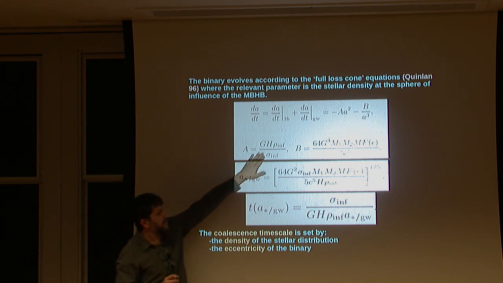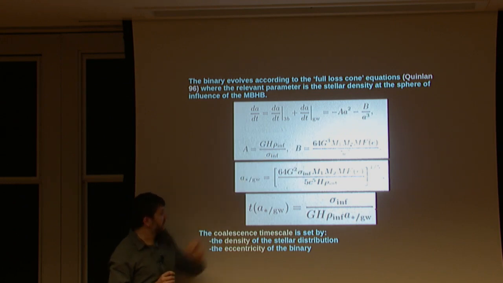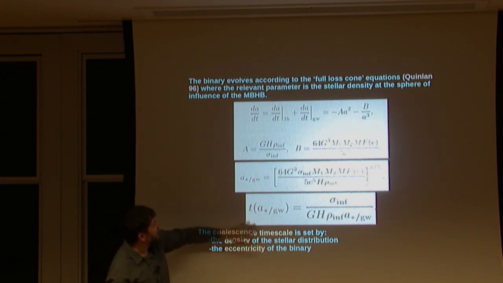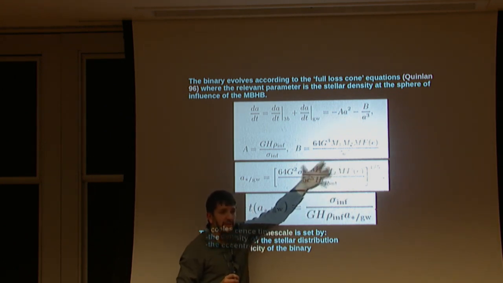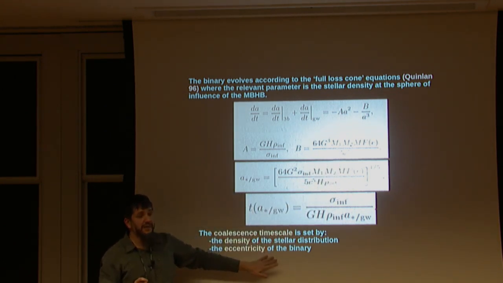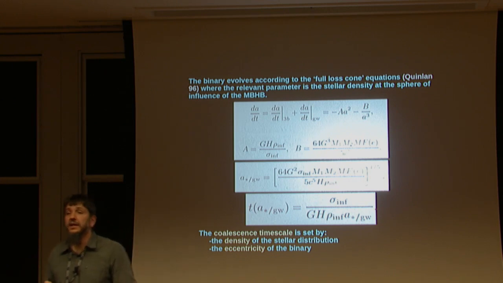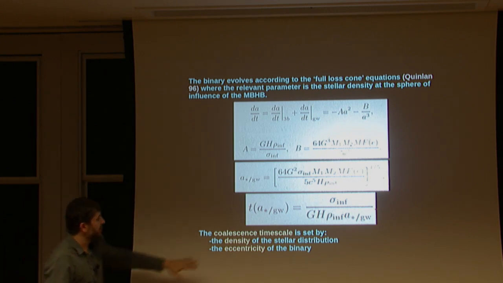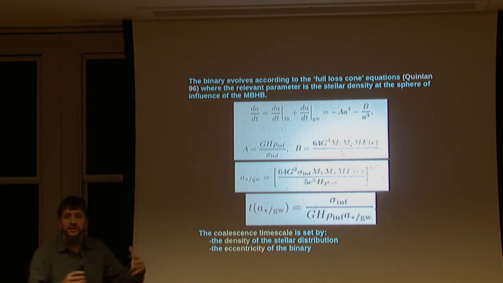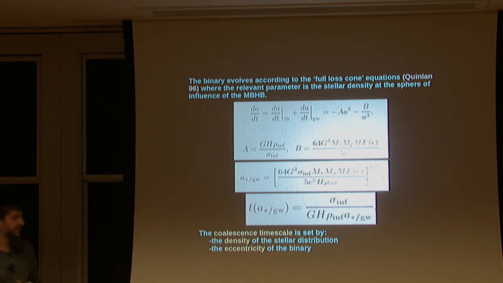So the hardening rate depends a lot on the density at the influence radius, and the time scale also depends a lot on this F factor that I don't have time to explain, but it is a strong function of the eccentricity of the binary. If the binary is very eccentric, the merger time scale is actually much shorter. I would argue that we don't know much about these two quantities for typical galaxies at the influence radius of the black holes. Especially, we don't have a clue what the eccentricity does.